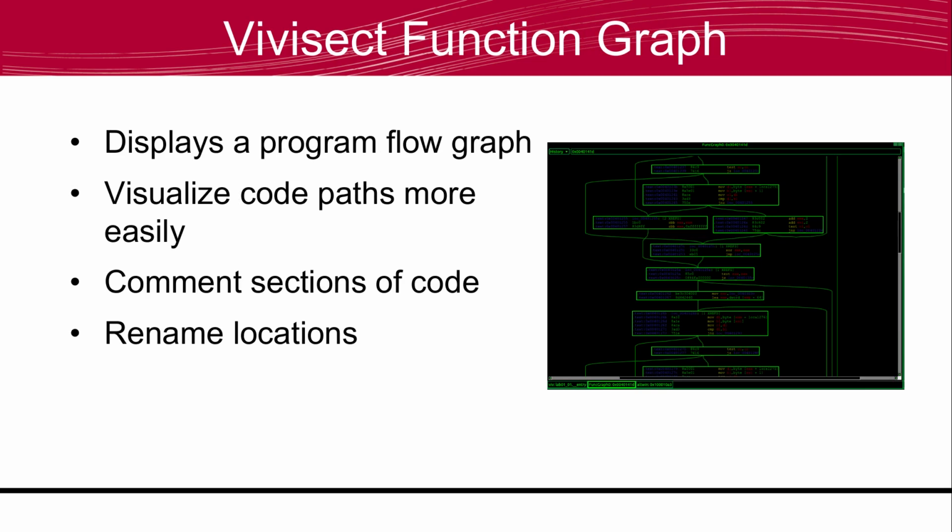The next window is the Vivisect function graph, which is a really neat window. It displays assembly of a particular function, but it breaks it up based on the potential code paths that can be taken, and it links those together. So it's looking for the jumps in the assembly, essentially. You can use this to comment sections of code by right-clicking, I believe, or you can rename locations that are referred to, anything like that.